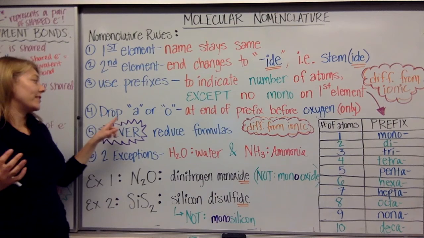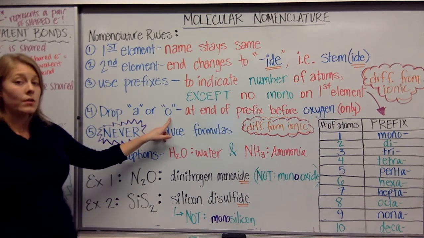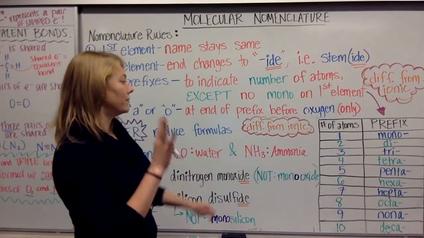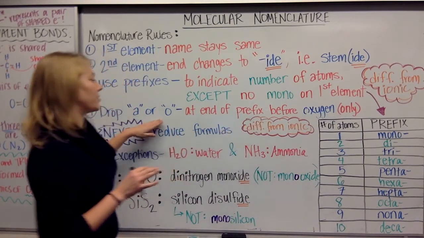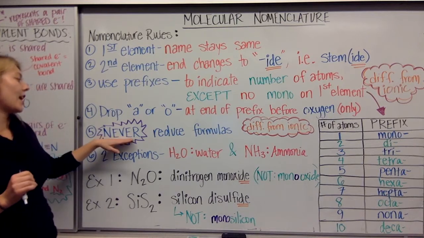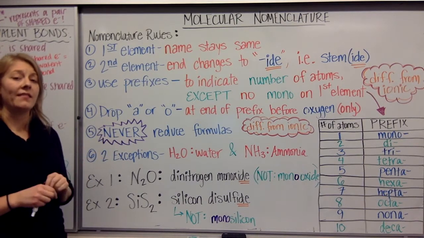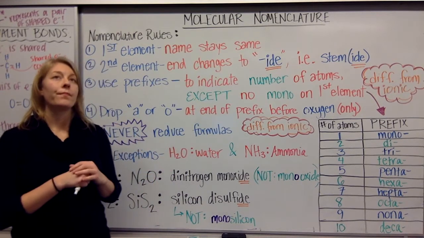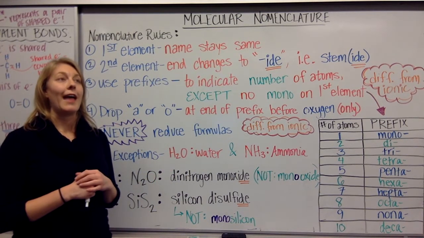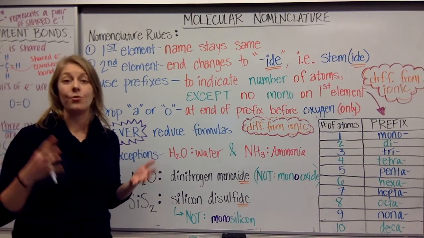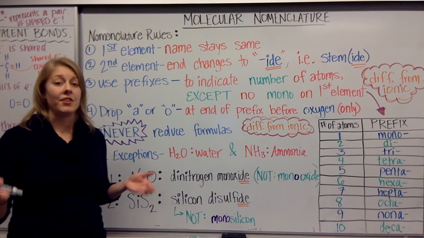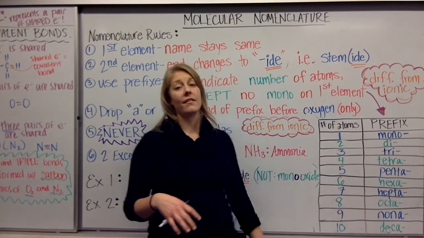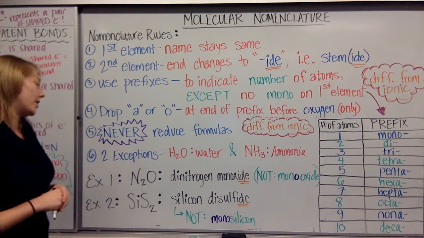If you're using oxygen, we're going to drop the A or the O at the end of the prefix before oxygen. For example, we'll look at that in a second. I'll show you some examples. Rule 5, never reduce the formulas. Remember, for ionic compounds, if we had something like Mg2O2, we'd reduce that to just MgO. Here, the prefixes tell us exactly how many atoms, so we're not going to do any reducing here.